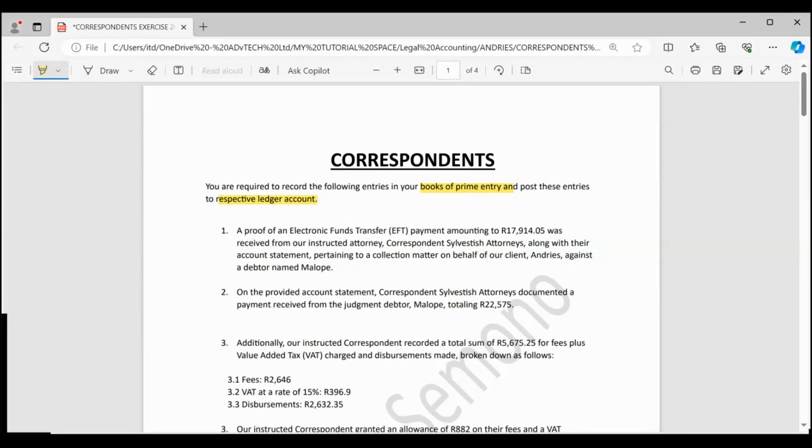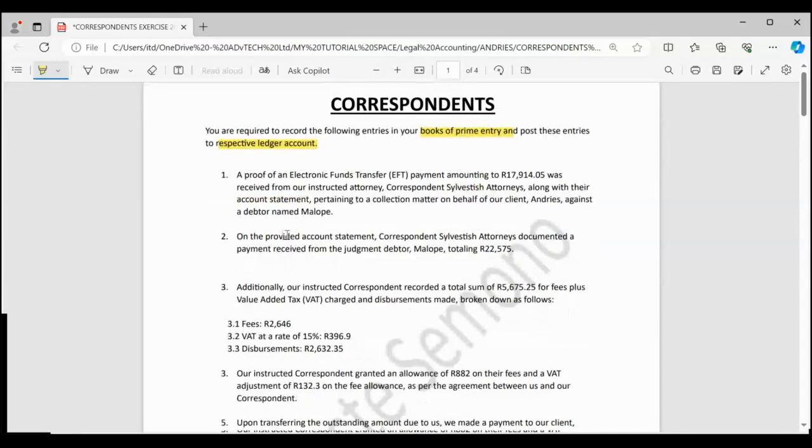Now, if you can check here, we do have the transactions which we need to record. We just have to analyze for now. As part one, we are going to analyze the transactions. The first one says a proof of electronic funds transfer payment amounting to 17,914 rands 5 cents was received from our instructed attorney.